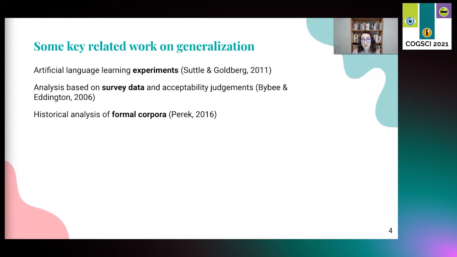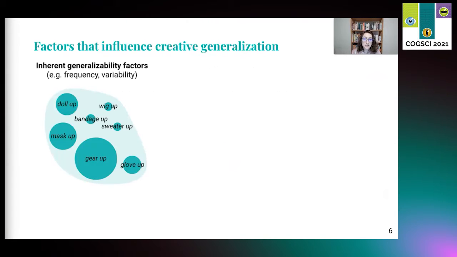And the key question that we take a first step towards addressing in this work is, how do people use creative constructions in the wild? And we do this by looking at creative verb usages from social media data. So on the previous slide, I described the approaches researchers have taken to understand generalization, but I didn't talk much about what specific factors have been discussed.